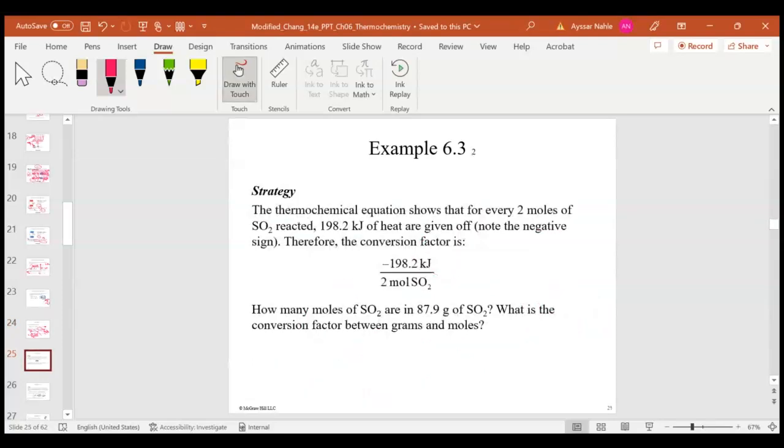Now, let's have a look in here. We know that every 2 moles will give me this one. You see the difference? For every 2 moles, it gives in there. We don't say per mole, and that's the contradiction. In there, they said minus 198.2 per mole. No, not per mole. It is per 2 moles. And that's why I took out per mole, because it's not per 1 mole when you convert 2 moles, actually.